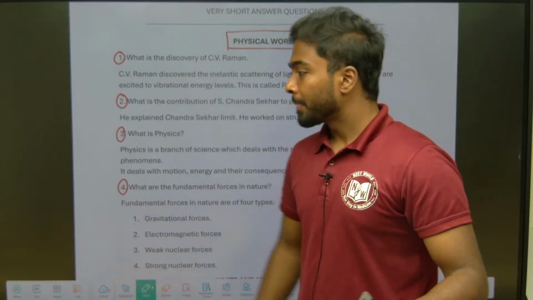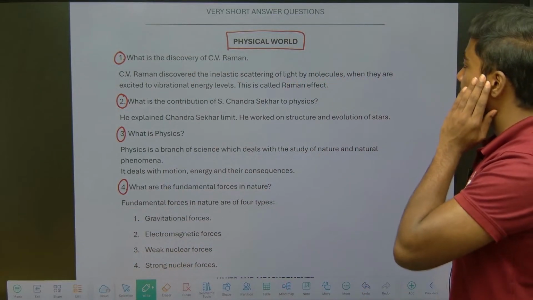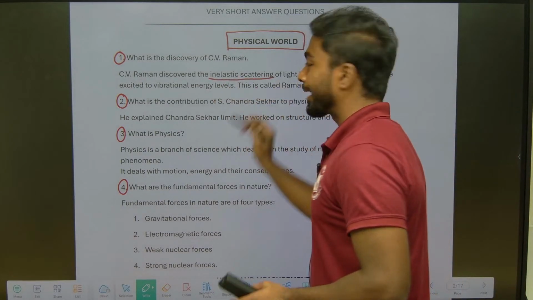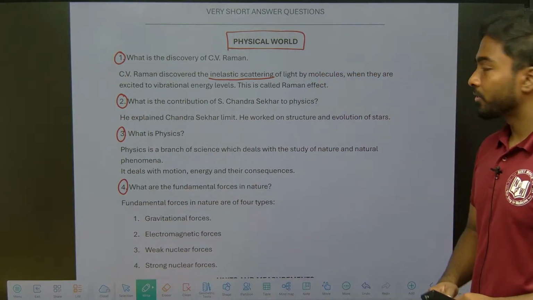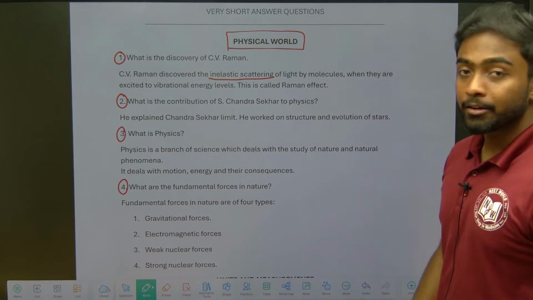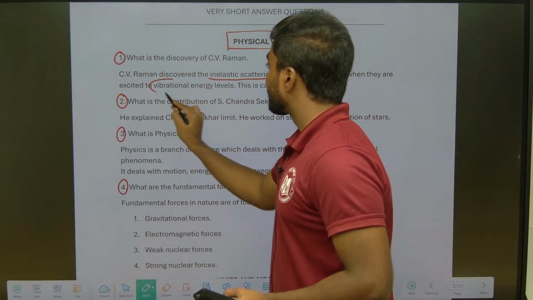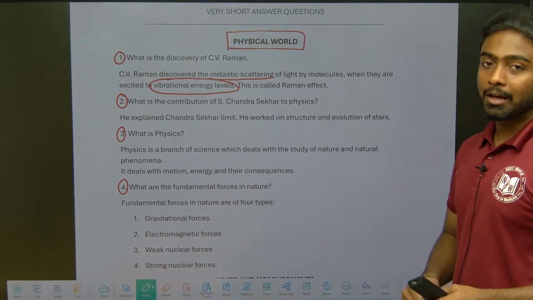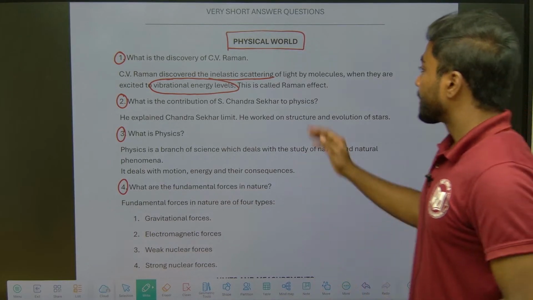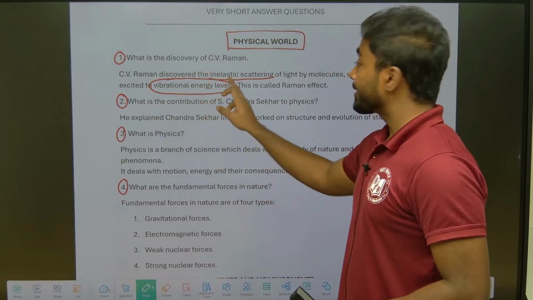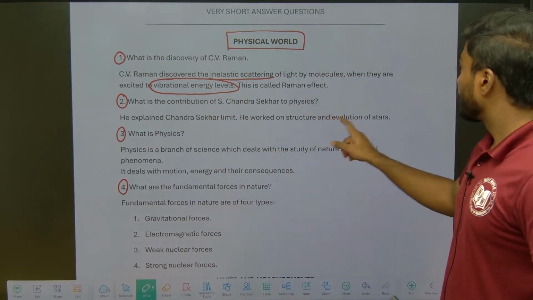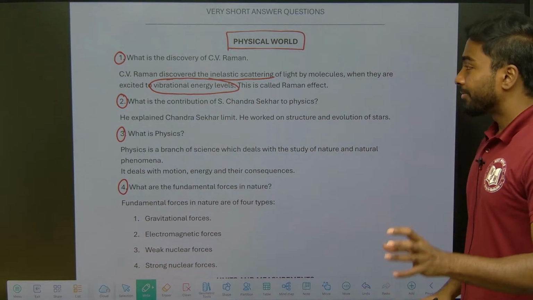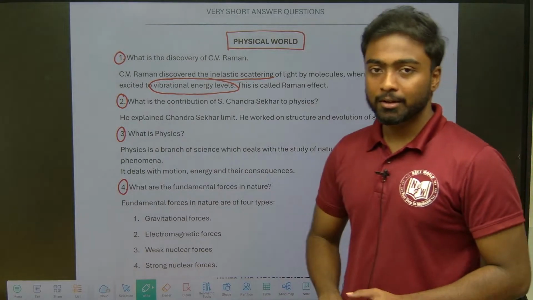So the first one, C.V. Raman discovered the inelastic scattering of light by molecules when they are excited to vibrational energy levels. So this is called Raman's effect. C.V. Raman discovered inelastic scattering of light by molecules when they are excited to vibrational energy levels, and this is called Raman's effect.